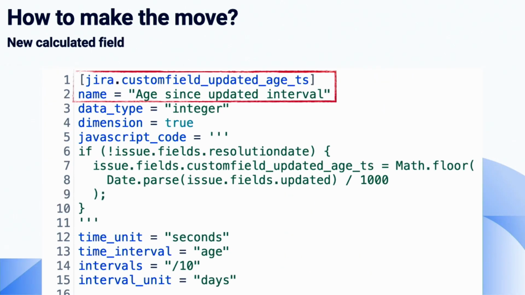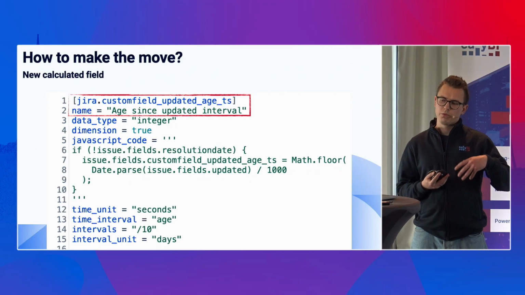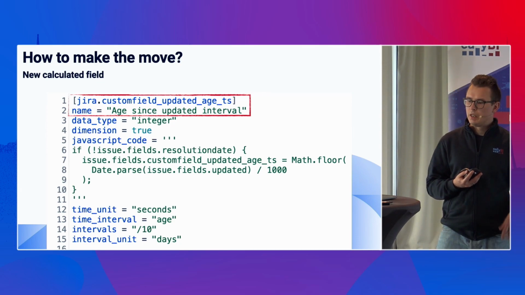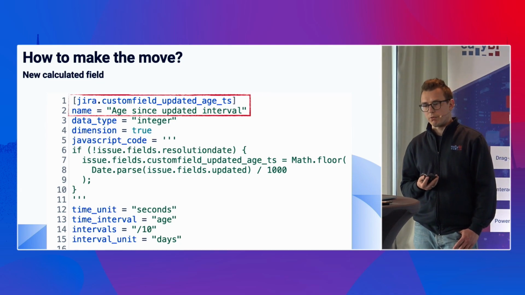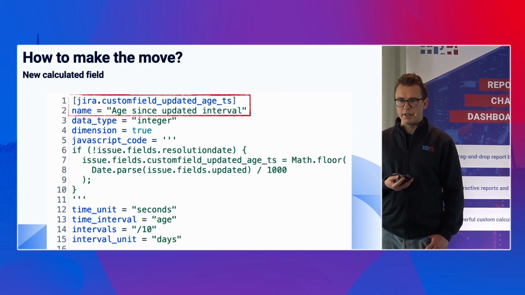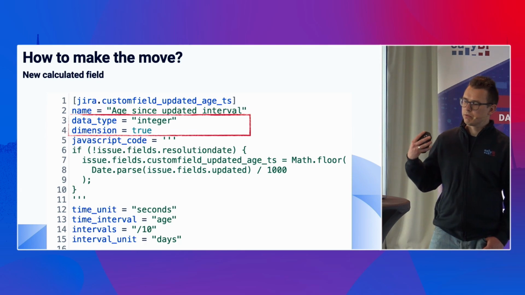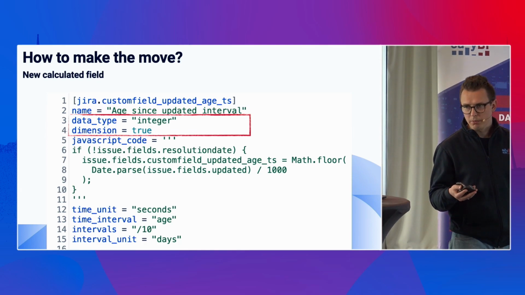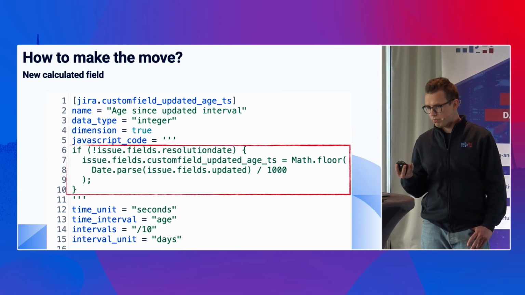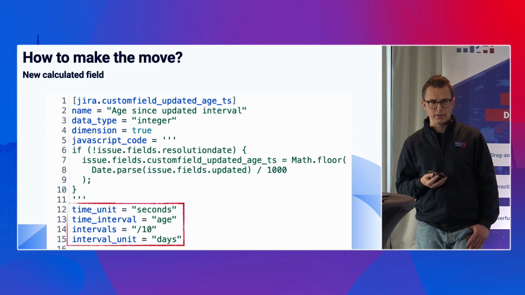Next, we can have a look at a more complex example with the JavaScript calculated custom field. It has, you could say, three major components: the top, the middle JavaScript, and the bottom that defines the interval for the age since updated interval. We have the ID and the name. Then we have how we define the data type. It's an integer, and it will be a dimension. The JavaScript and the interval settings.